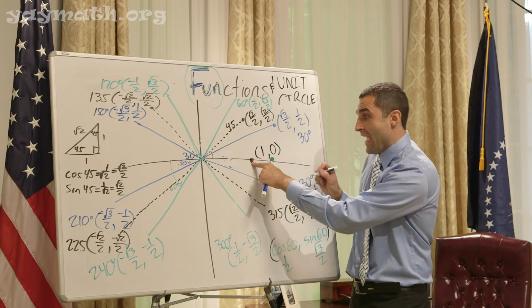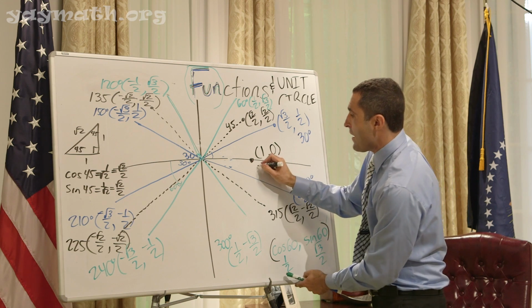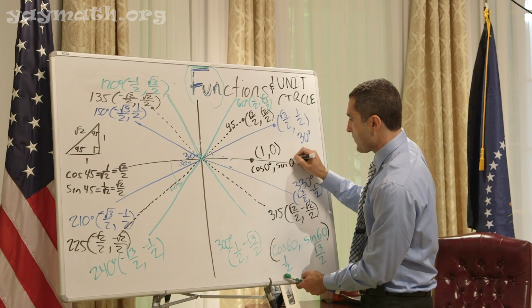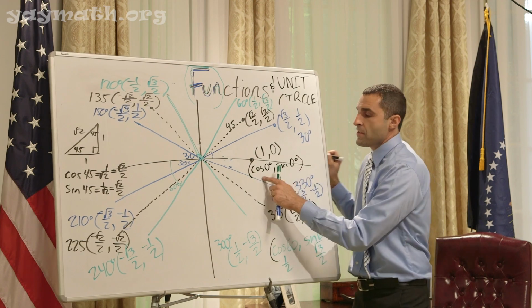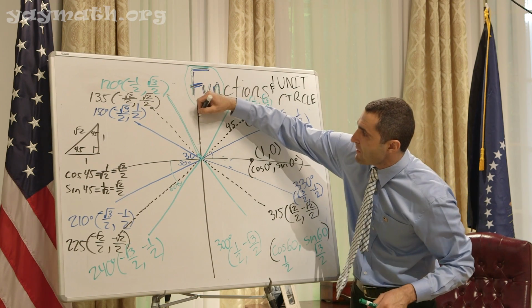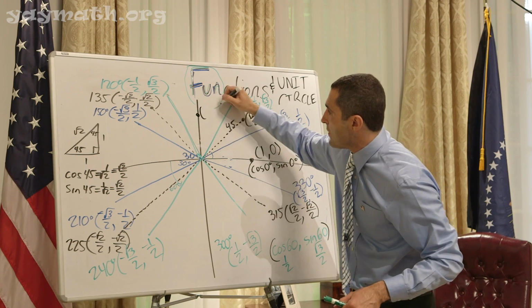Good, good. And I'll just throw this in. You don't have to retain it right now. This is cosine of 0, sine of 0. Cosine of 0 is 1, sine of 0 is 0. Let's do this point. At a length of 1, what is the value?